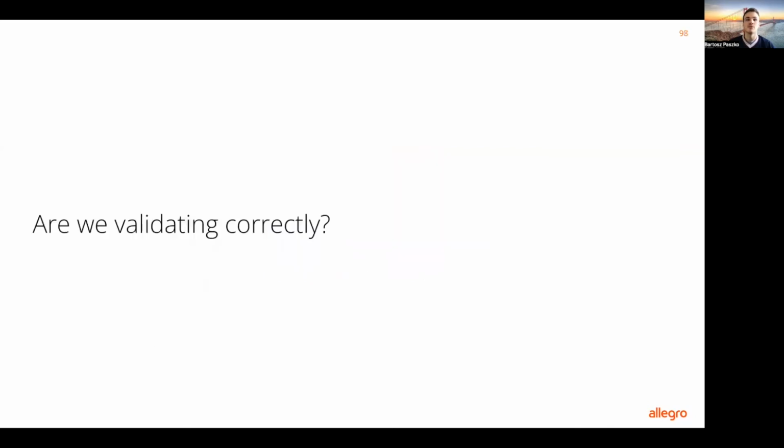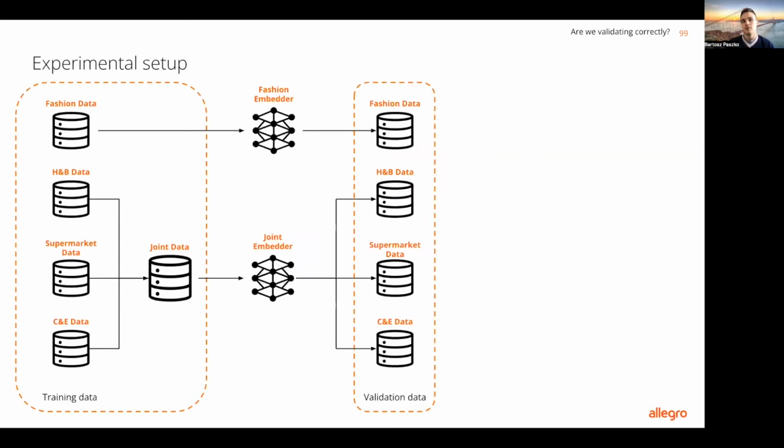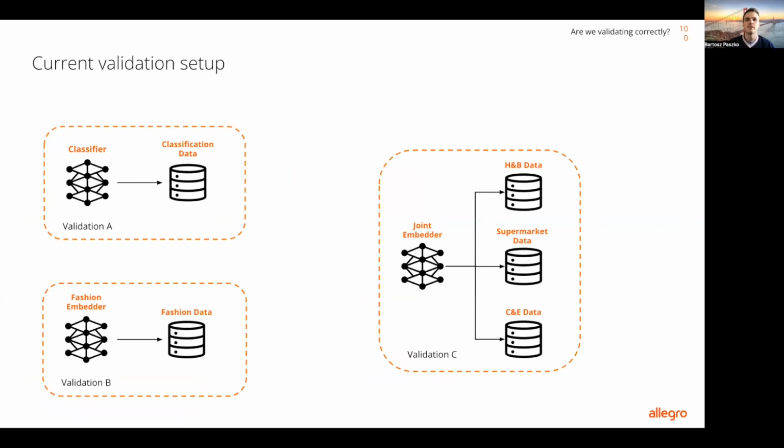One question that arose during all these trainings was, are we validating correctly? Well, let's consider the following setup, which is one we actually tried using. We've got a separate model for fashion and a joint one for other departments. In our pipeline, there are multiple validations. Each embedder is validated on the datasets it supports. Additionally, we validate the classifier on its own set of data. As we can see, there is no direct communication between the models and everything is validated separately.